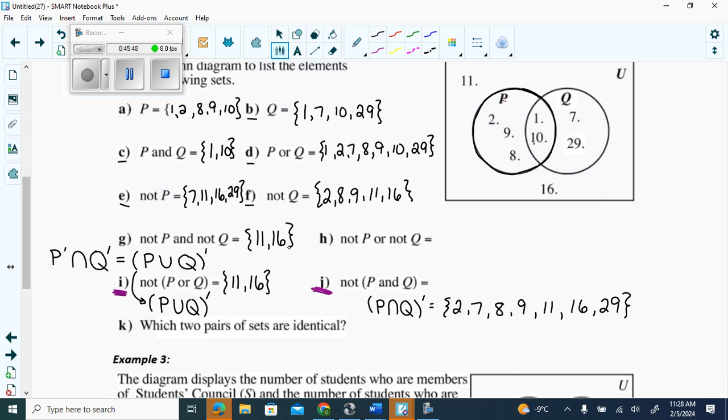And this one, not P or not Q, so not P or not Q, I'm like, no thank you, you're confusing. So then I just rewrite it with the P, the Q, the not outside, and that union symbol turns to a what? An intersection symbol, just the opposite way, right? And so now I want what's not in P and Q, which is the exact same question as this one, which is 2, 7, 8, 9, 11, 16, and 29.